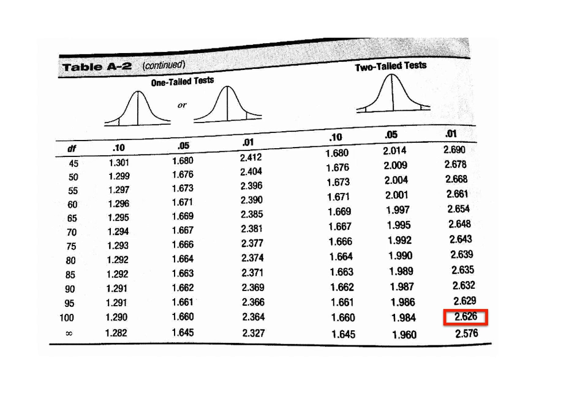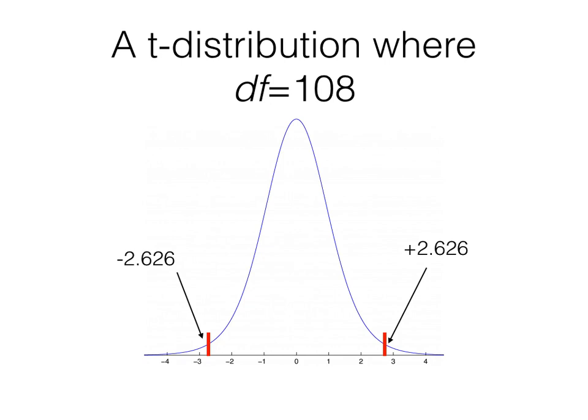So we now have cutoffs of plus or minus 2.626. Here's our t-distribution where degrees of freedom is 108, and around plus 2.626 and minus 2.626 is where we can take the top 1%, or 0.005 of each end, of each corner here. Okay, we've done step 3. We're now ready for step 4.